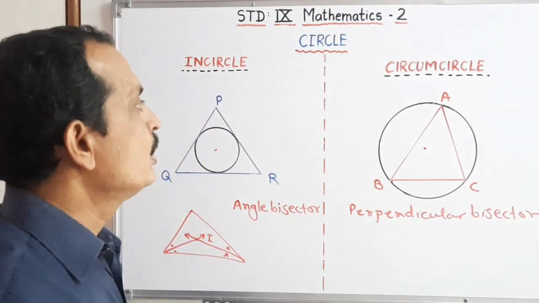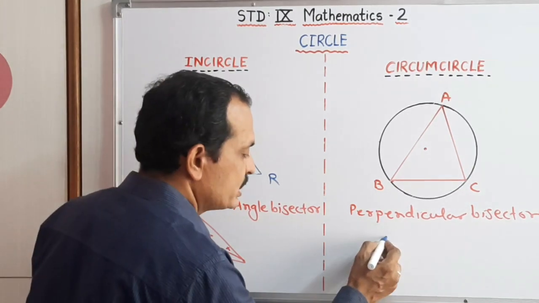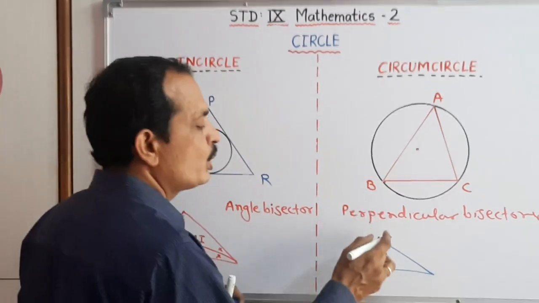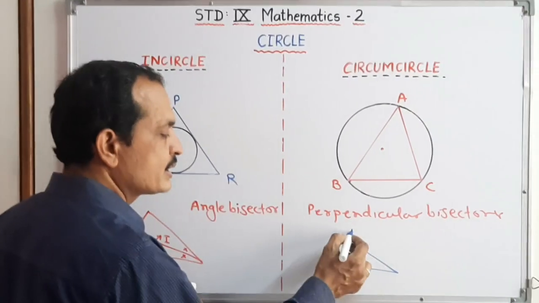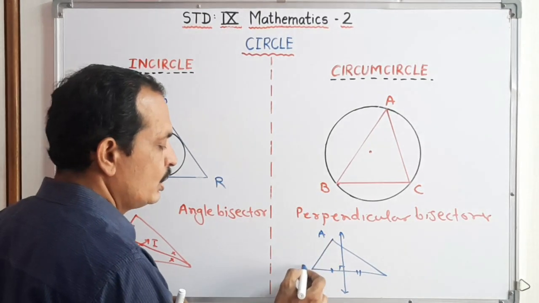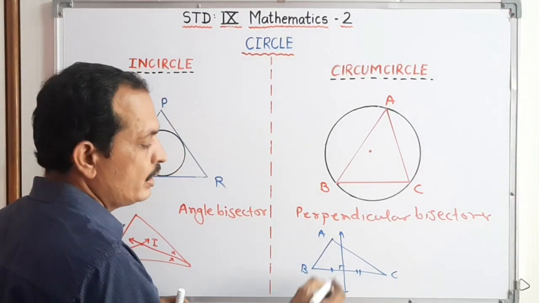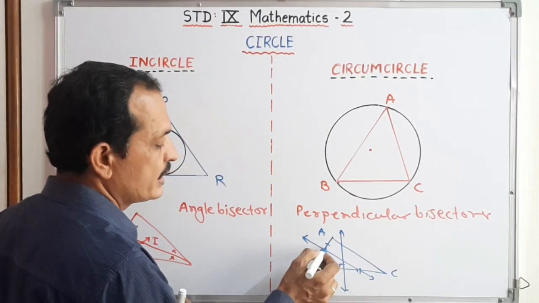And for the circumcircle, what do we have to draw? Suppose this triangle is given. Out of these, we have to draw the perpendicular bisector of any two sides. This is a perpendicular bisector. Got it? Then another, this is a perpendicular bisector of this side.